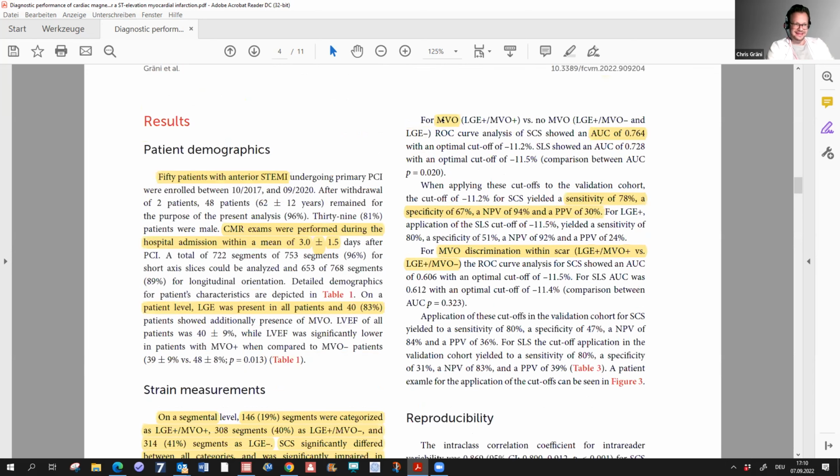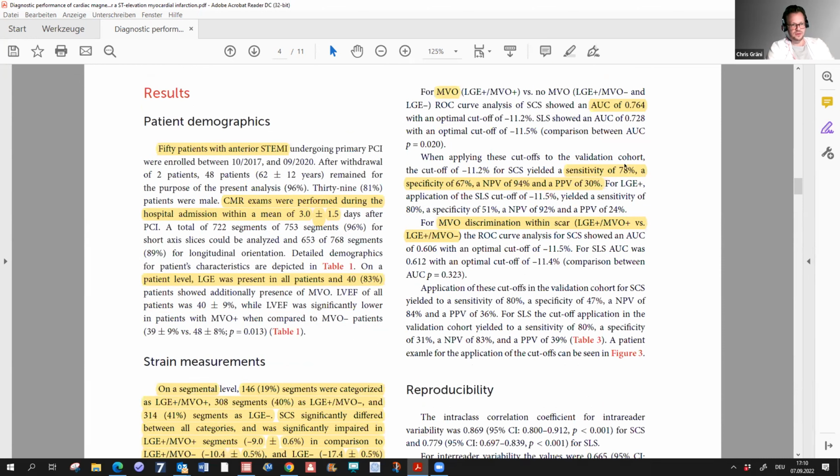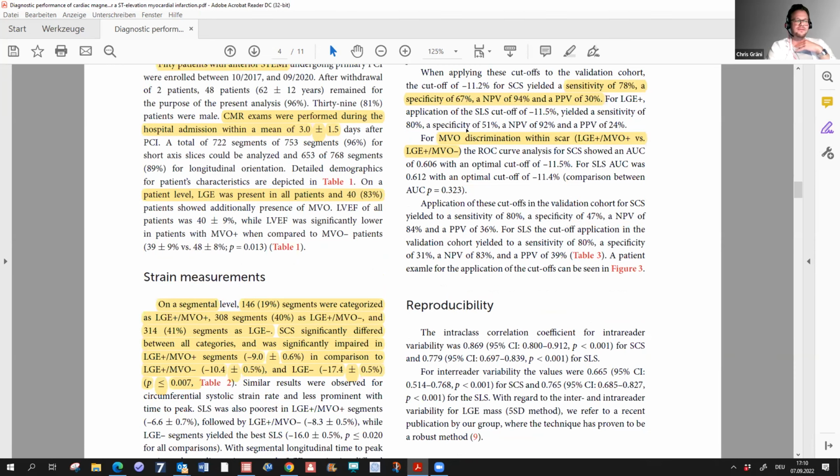When we look at MVO plus versus MVO minus, there the area under the curve is a little bit less, 0.76. Cutoff was minus 11.2, so much lower. And when we applied this cutoff, the sensitivity was around 80%, and specificity a little bit lower, negative predictive value 94, pretty good, positive predictive value bad.